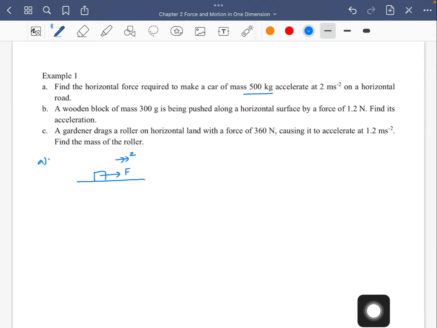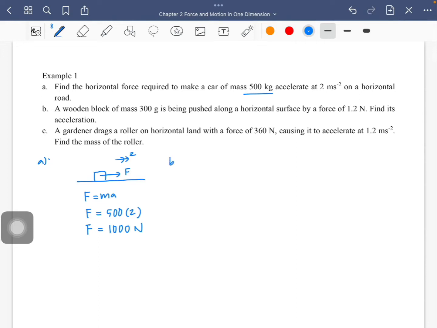to move the car at an acceleration of 2 meters per second squared. So for this case we're going to use Newton's second law. We have F equals ma. So what force acts on the object? Only F. Alright, so for that case F is equal to the mass of the car, which is 500, multiplied by the acceleration 2. So the required force to move this car at a constant acceleration of 2 meters per second squared is 1000 Newton. Alright, that's it.